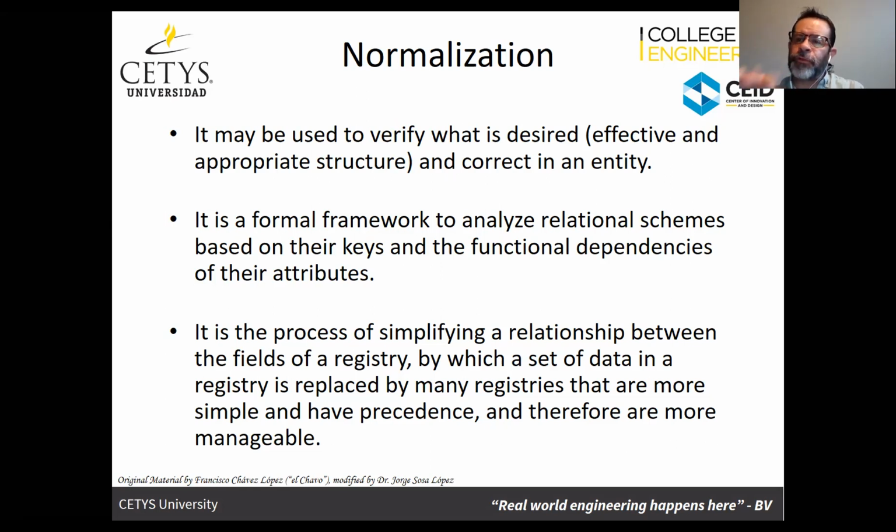It's also a formal framework to be able to analyze and validate relational schemes. So when we get to the tables, it's a formal way of validating them before we implement them into the database. And there's something that's going to be called functional dependencies between the attributes or fields that we're going to talk about.